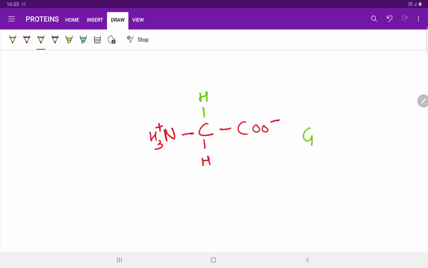This is the structure for glycine. We all know this. Now instead of a hydrogen, if a methyl group is added, see here, the structure becomes that of alanine.